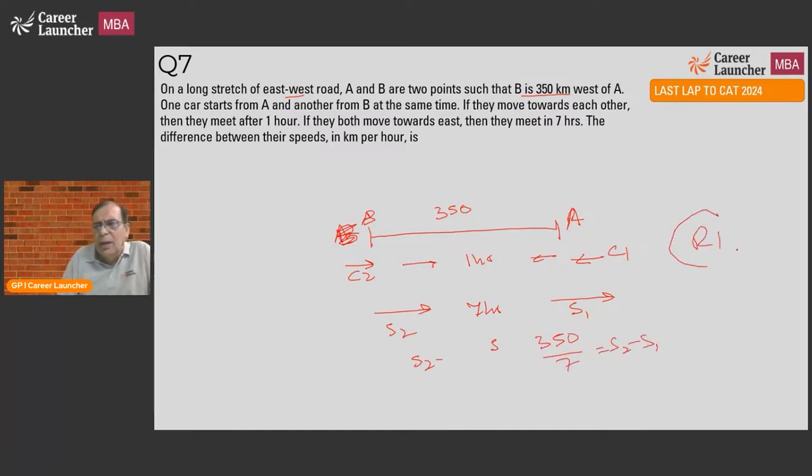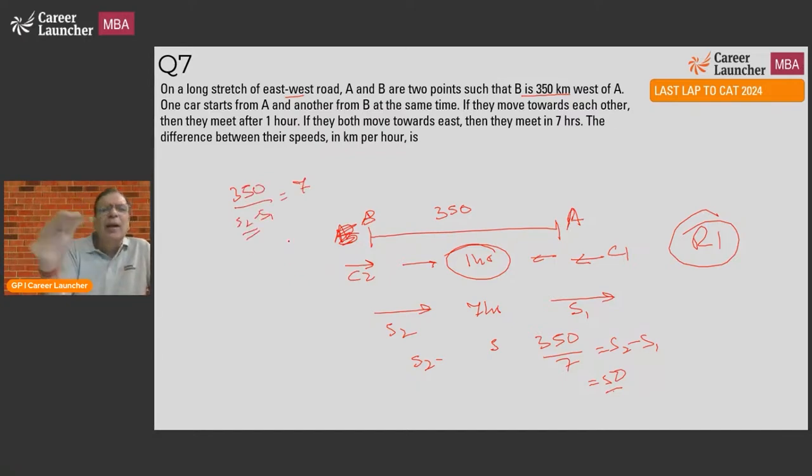Round one question. I have straight away got the answer 50. The answer is 50. Actually, I was wondering why is this information given? That's not required because it is a relative speed question. 350 upon S2 minus S1 is equal to 7. That is given to me. So straight away, round one. Round one means mark the answer now and move ahead. Right? Don't waste time. Actually, what is also important to understand is that in this question, this part of the information was completely a waste.